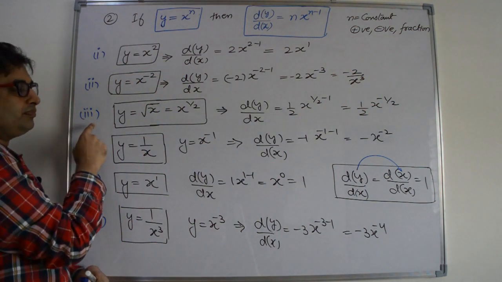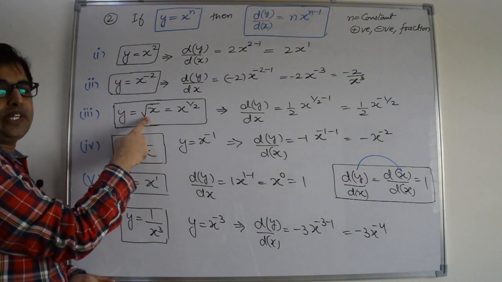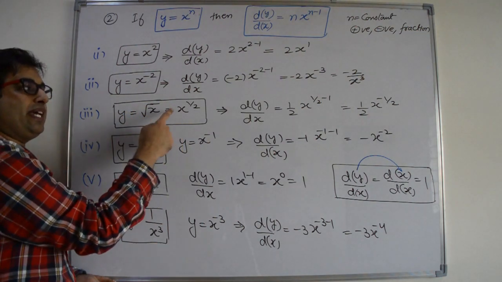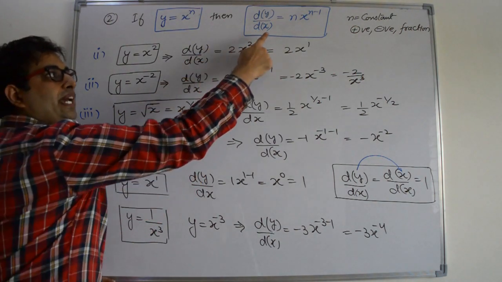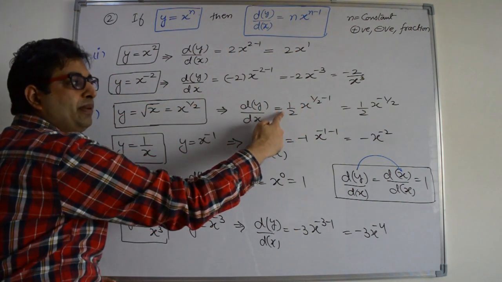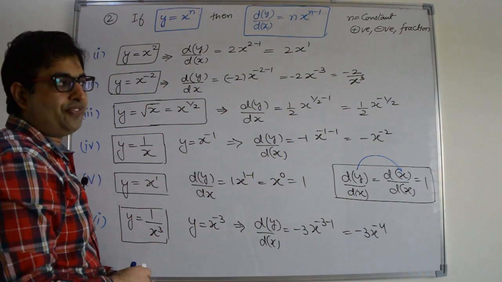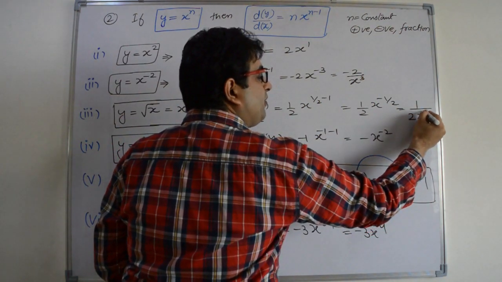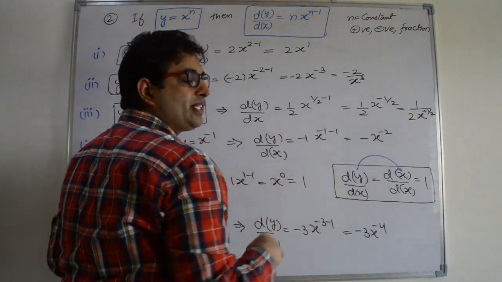Third example. Now I am taking fraction. Y equal to root x. What is the meaning of under root? Under root means power half. So we can write it as x power half. Formula will remain same. Power will come in multiplication, n will come in multiplication and you have to subtract 1. So half will come in multiplication and we have to subtract 1. It becomes minus half, or you can write it as 1 by 2 x power minus half, or 1 by 2 root x, right?